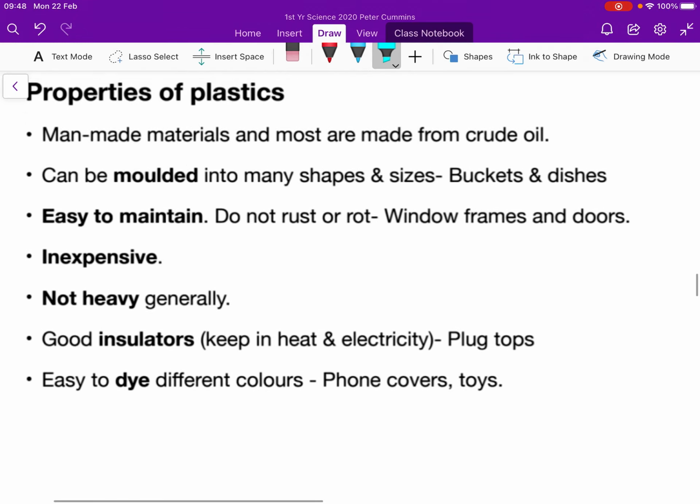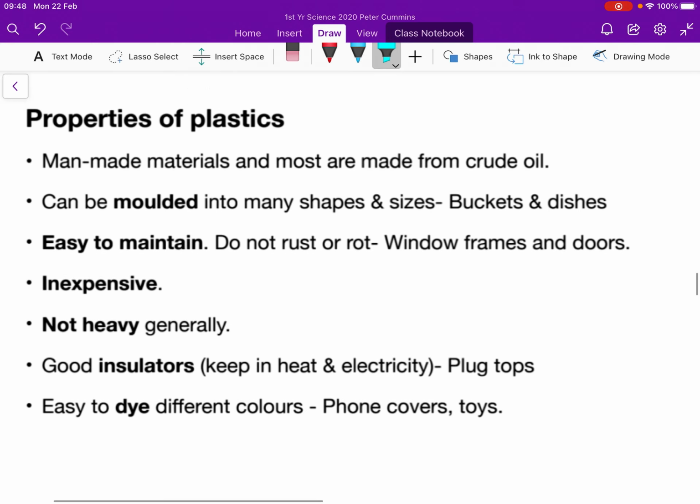All right, very last thing, and then we leave it. So we've covered metals, non-metals, how to prevent rusting, and we have properties of plastics. So this is our only thing, so you're dealing with something that's not a metal at all.